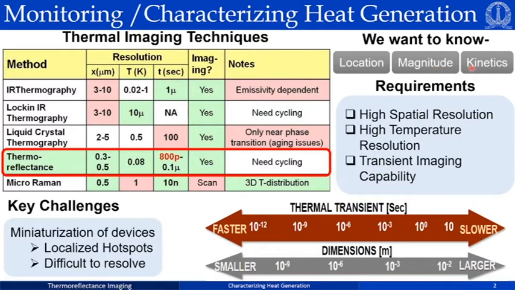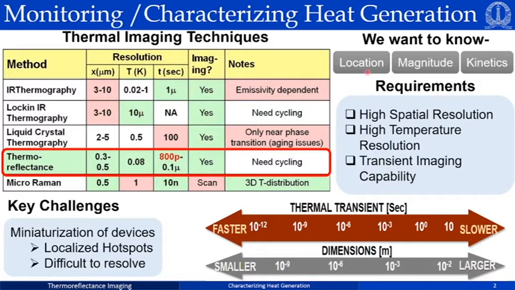And what is the kinetics? That is, how fast the heat generation happens, how fast the heat spreads, etc. So we want to know these three things: location, magnitude, kinetics. So what are the requirements? Like the tool that we are going to use, how will it give us these three parameters? When do we know that this tool will cater to our needs?